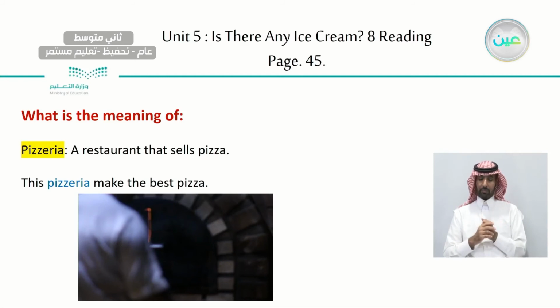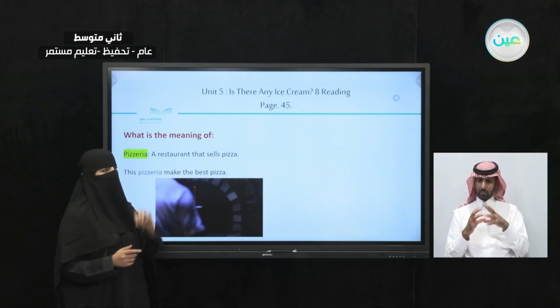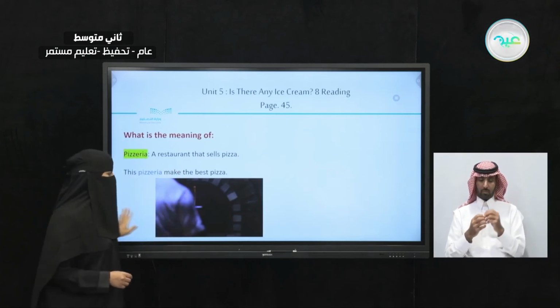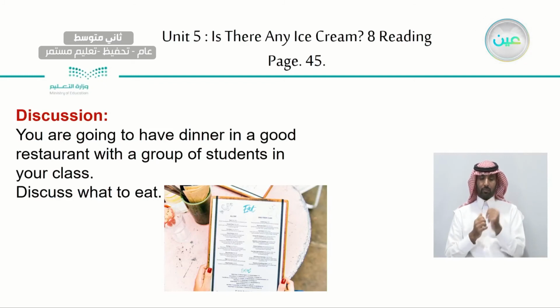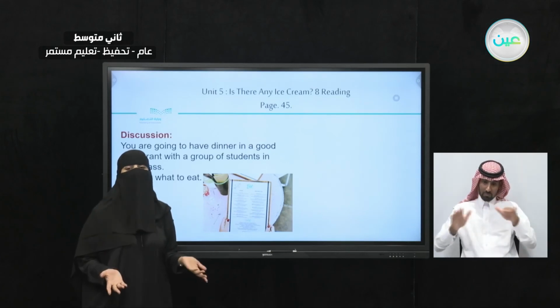So we found the meaning of globalization and pizzeria from the context. We guessed the meaning and we did confirm the meaning of the words from looking for the meaning over here. Now, let's take a look. We are going to have this discussion. You are going to have dinner in a good restaurant with a group of students in your class. Discuss what to eat. Now, when you sit in the restaurant, what is the first thing that you're going to do?